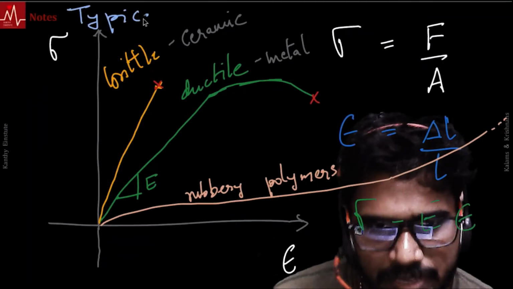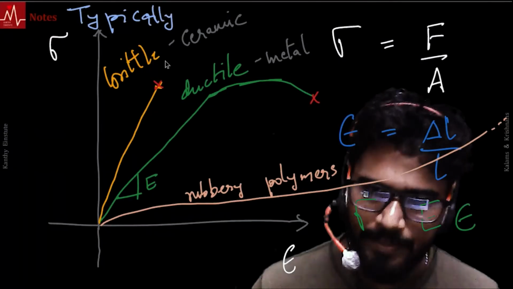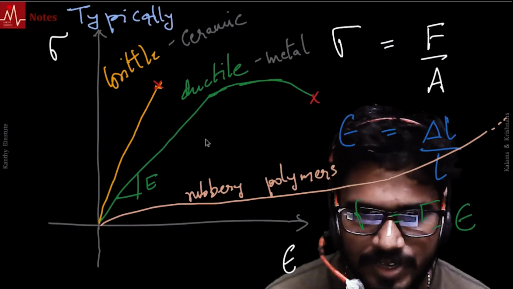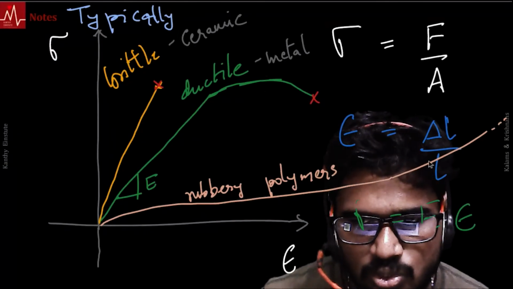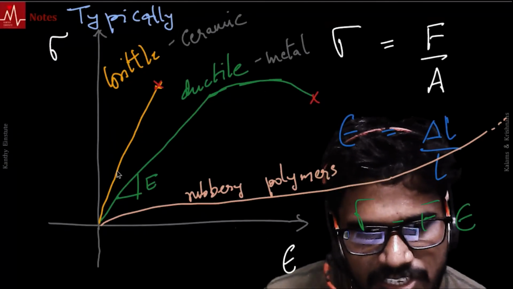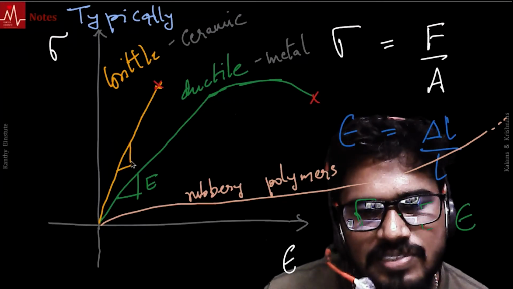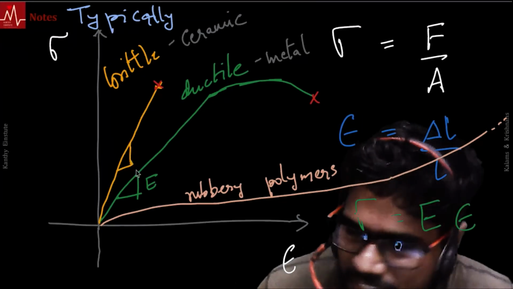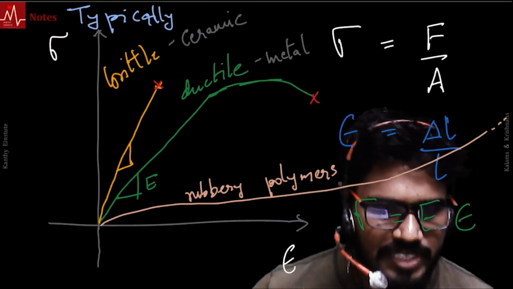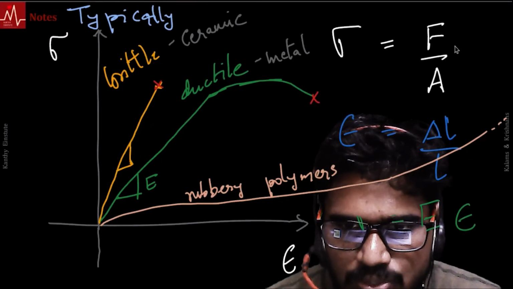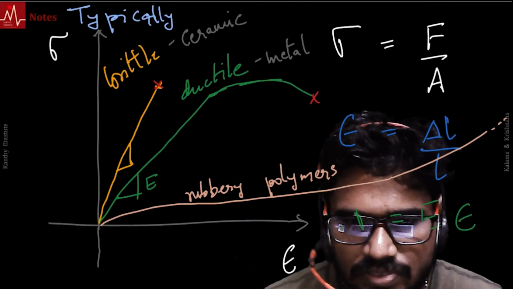Typically, ceramics are brittle. Typically, metals are ductile. Typically, polymers are rubbery. We have these three types of behavior. Notice the slope, at least the initial linear part, is what is referred to as Young's modulus. In a simple tension experiment, where you pull it apart, that's Young's modulus. And I have also defined this, right?